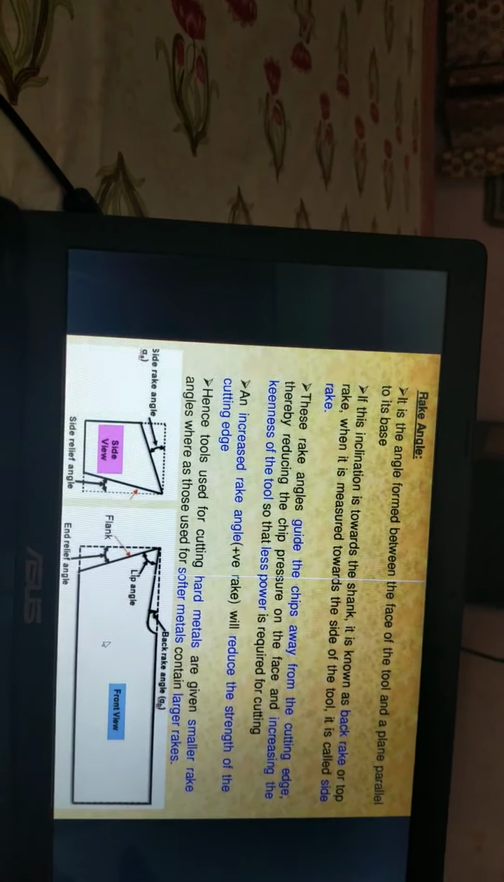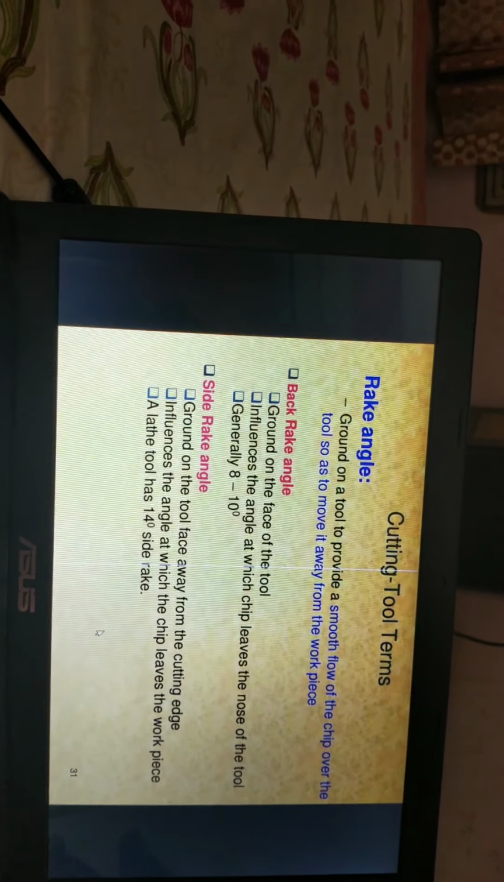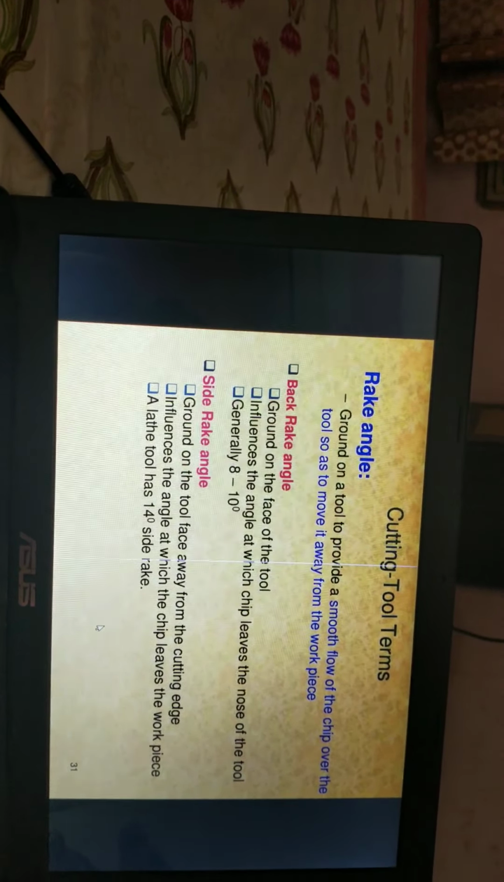Out of that, the most important angle is the rake angle. We have seen negative rake angle. What are the advantages of negative rake angle? We have seen what is meant by lip angle, wedge angle or angle of keenness. We have seen how much the back rake angle and side rake angle should be, and why negative rake angle, and when negative rake angle should be used.